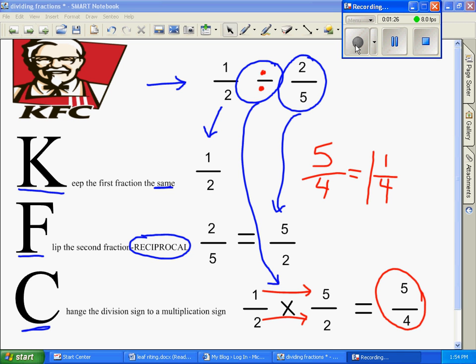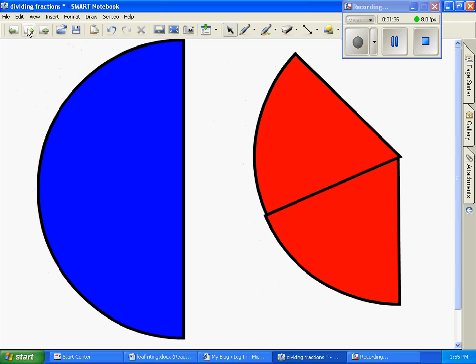Wait, I'm so confused. We started with two fractions smaller than 1 and divided and ended up with a number bigger than 1. How does that work? Excellent question, Katie. We're dividing 1/2 by 2/5. So we are trying to figure out how many times 2/5 can fit into 1/2.